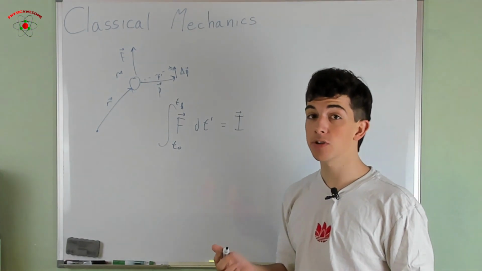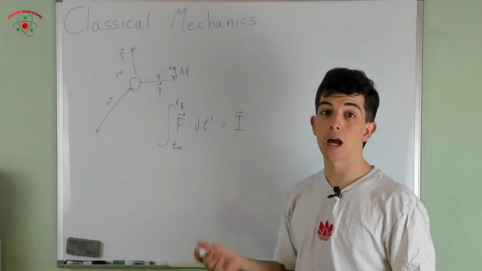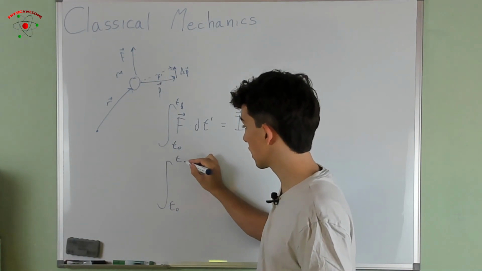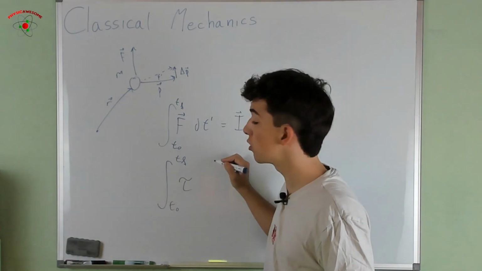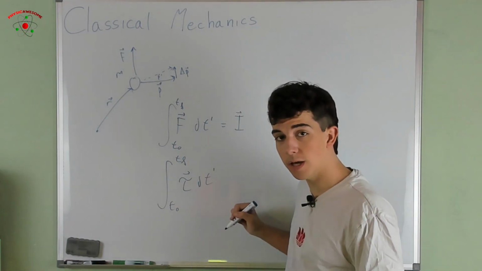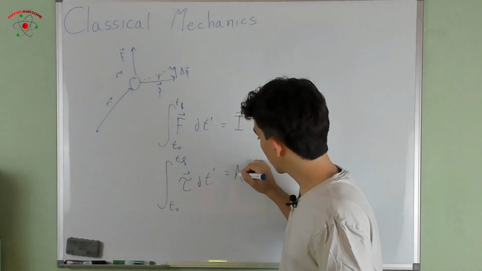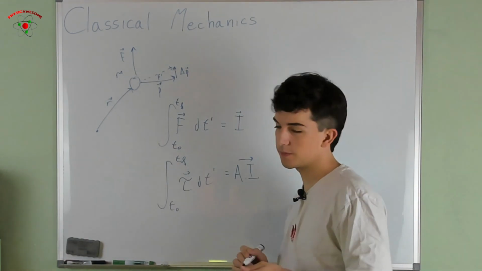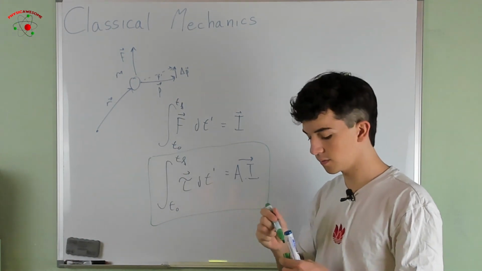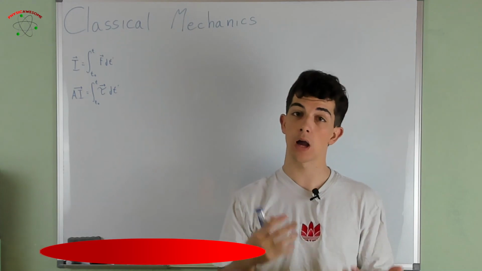Similarly, by analogy, we're going to use this to represent angular impulse. So we would have from t0 to tf, and we're going to integrate the torque over dt. And this is equal to the angular impulse. This is going to be our definition. Right, now let's derive from this the conservation of angular momentum.